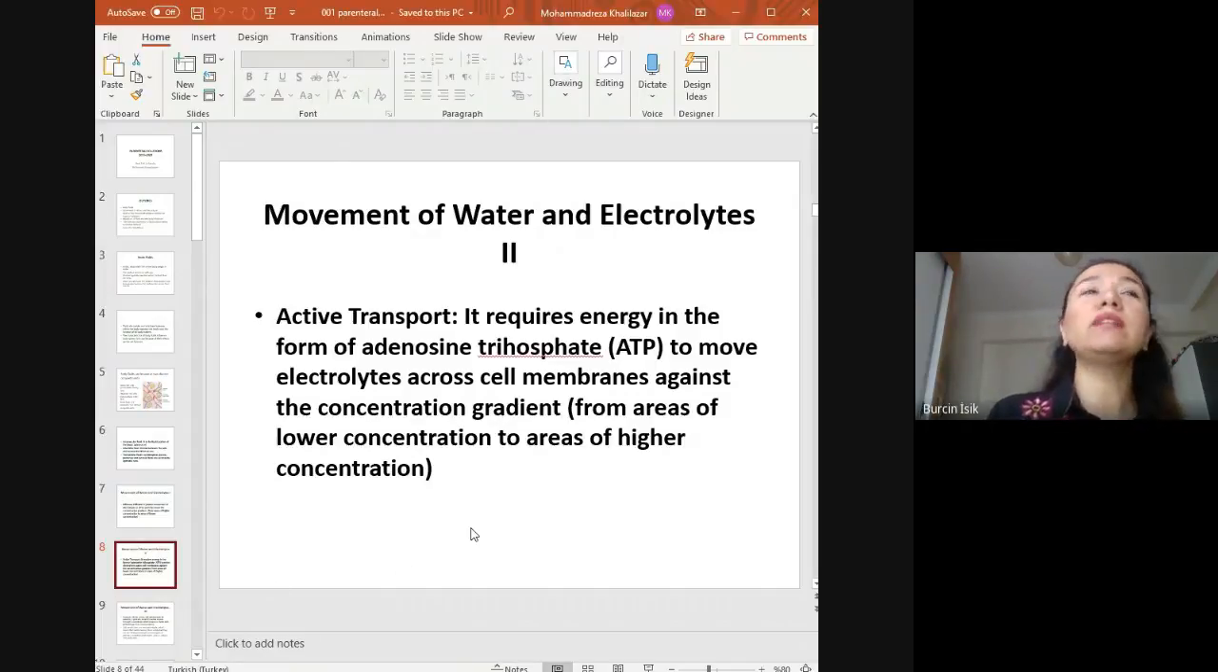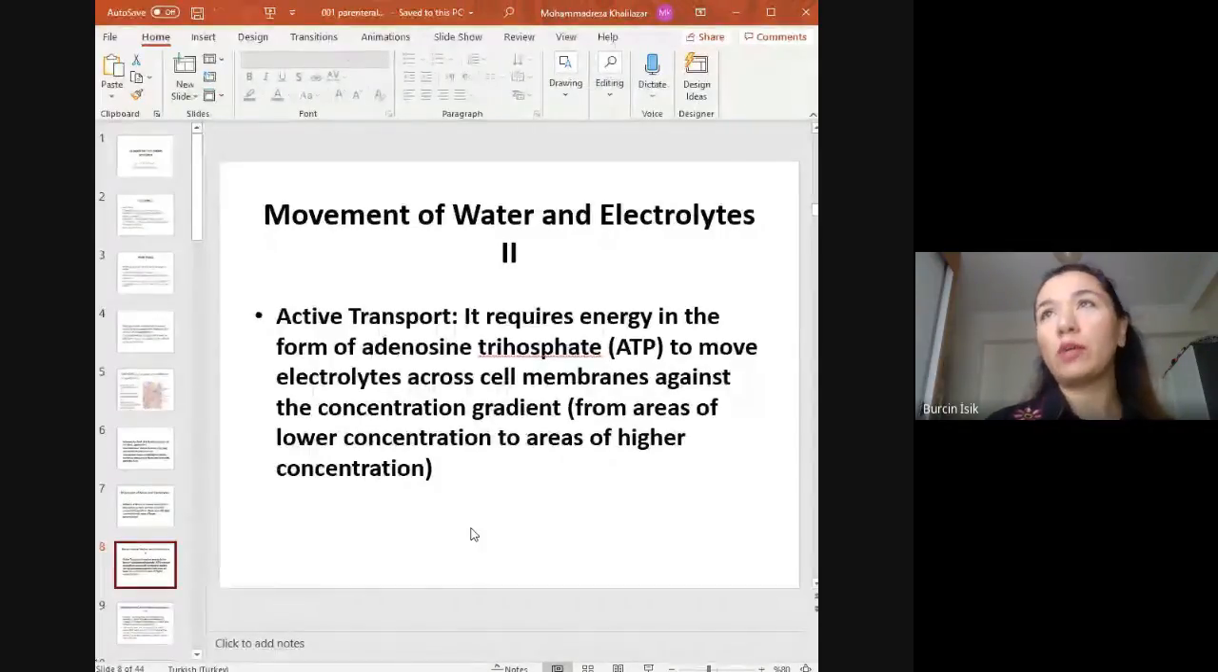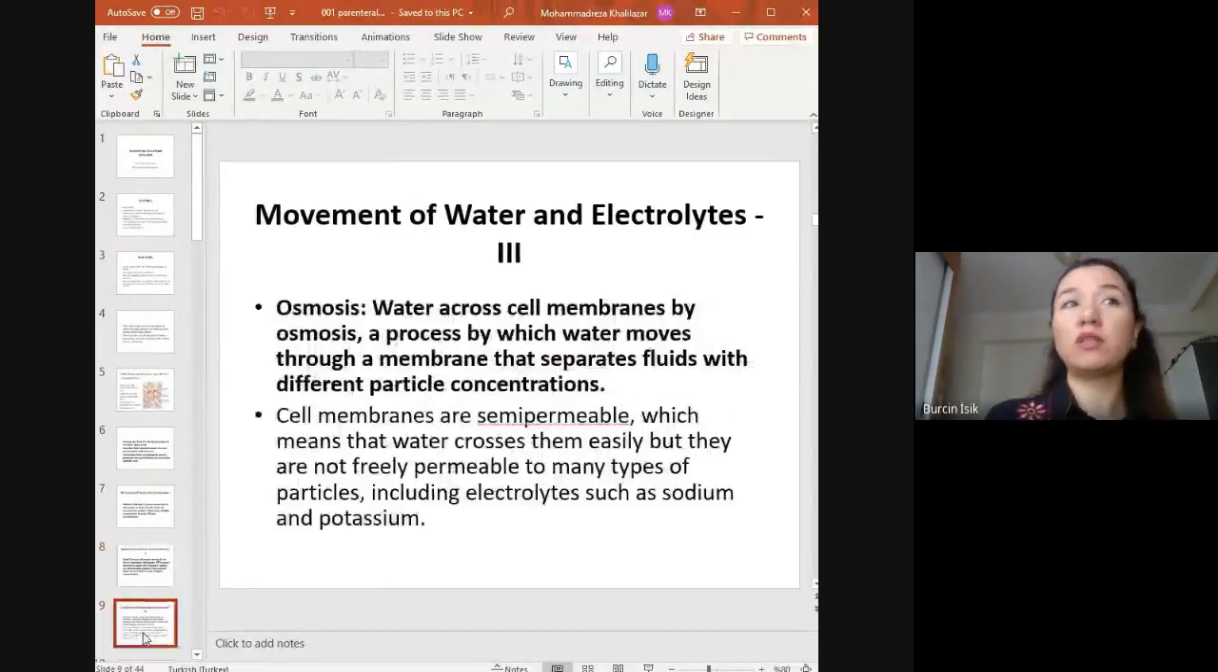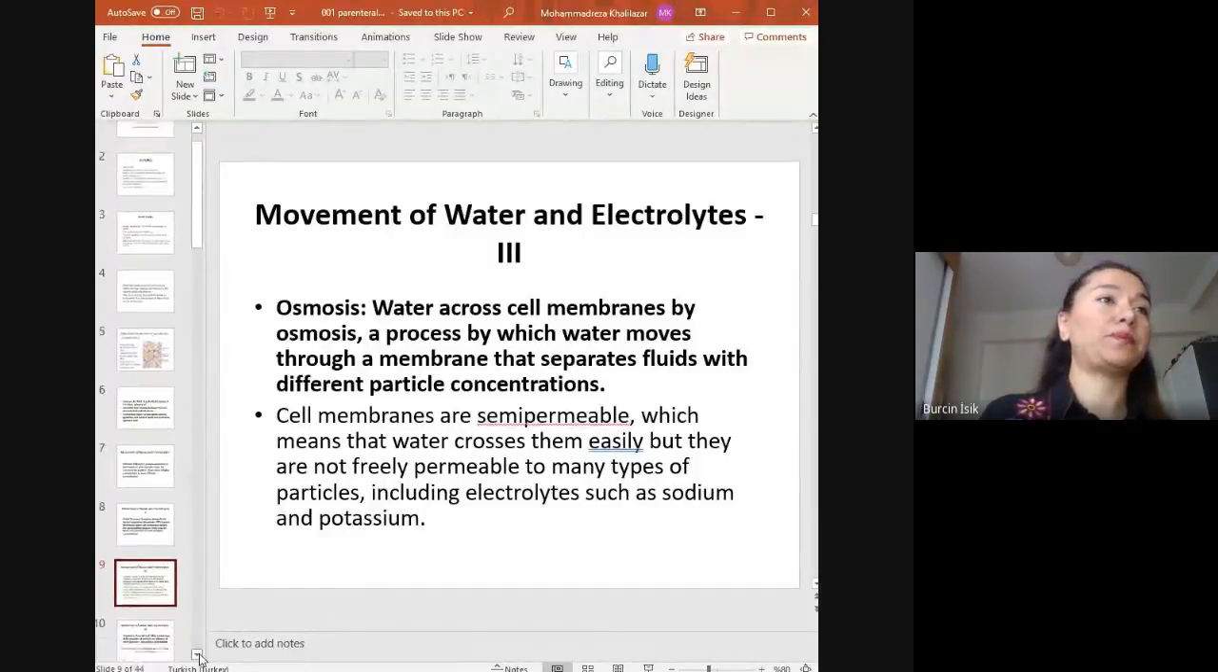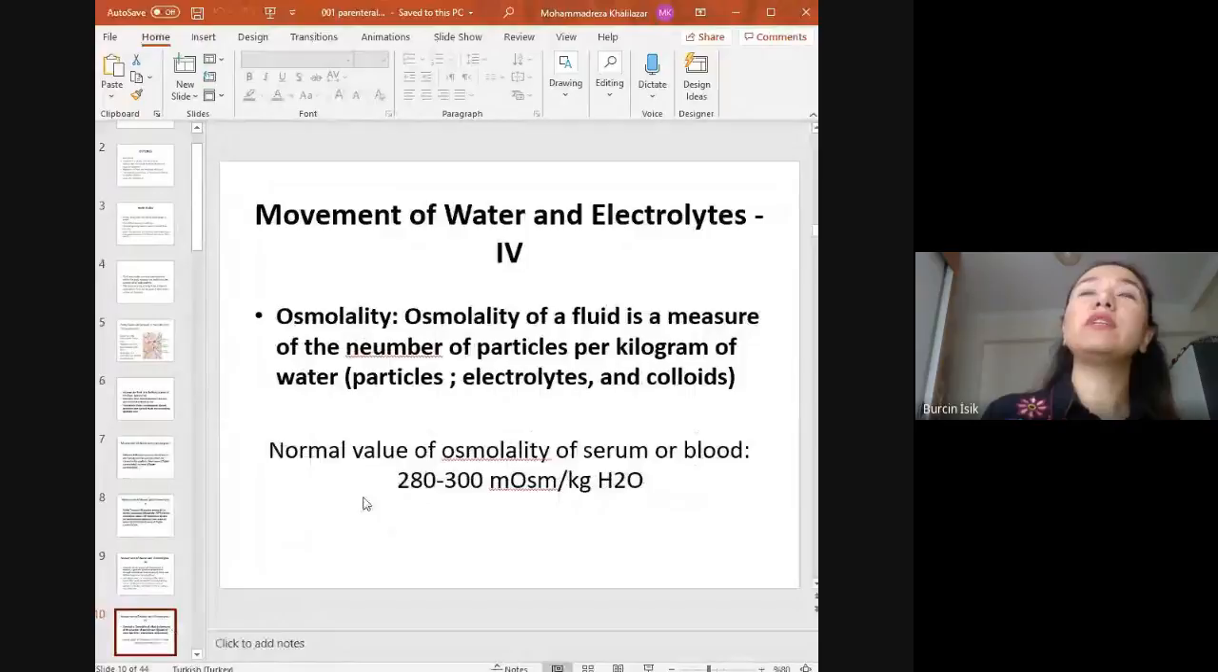And the third one is osmosis. I'm sure you know about osmosis. Through the wall of the cells, the liquids between outside and inside can move. But things like sodium and potassium can't move easily, and it means it happens with osmosis events. And the osmolality of the blood, of the plasma, serum blood is about 280 up to 300.